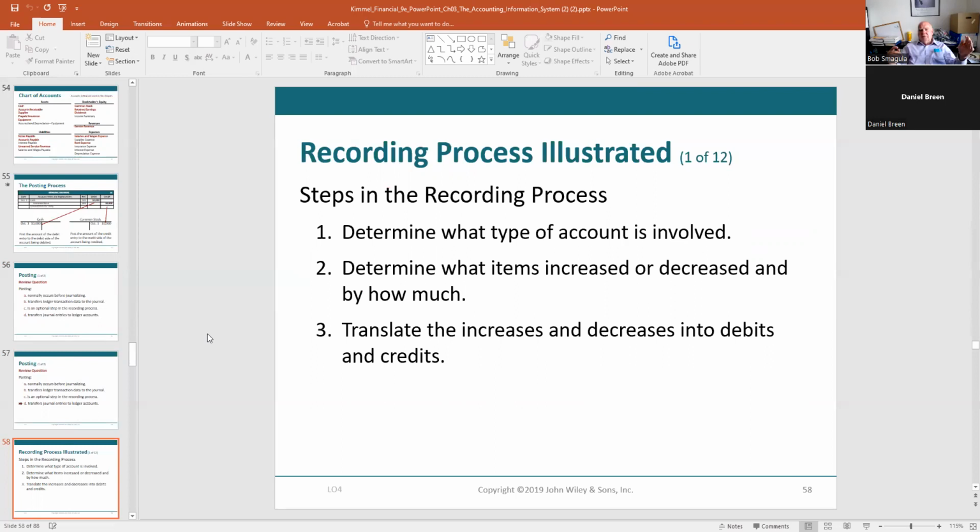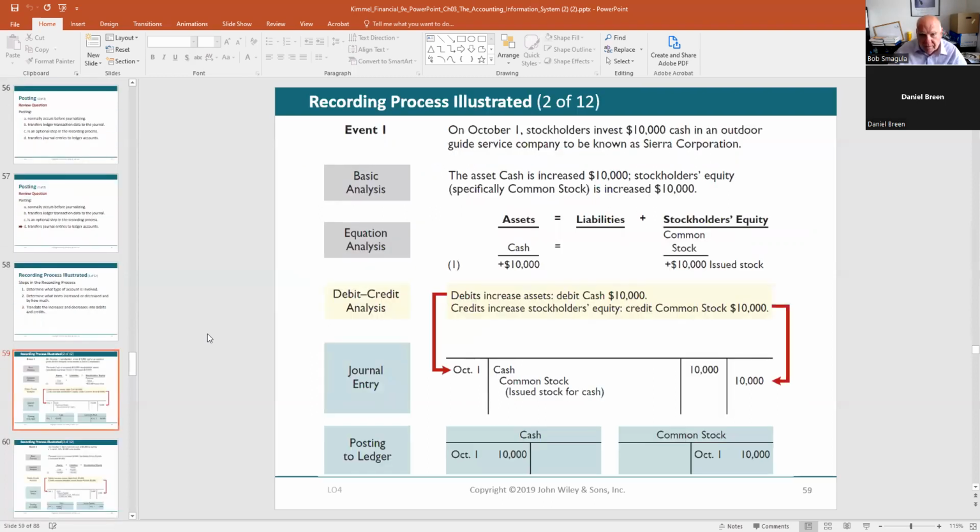Debit means left, credit means right. That's all they mean, left and right. One is not better than the other. There are no value judgments here. And now they're going to take us through a few of the transactions, okay?